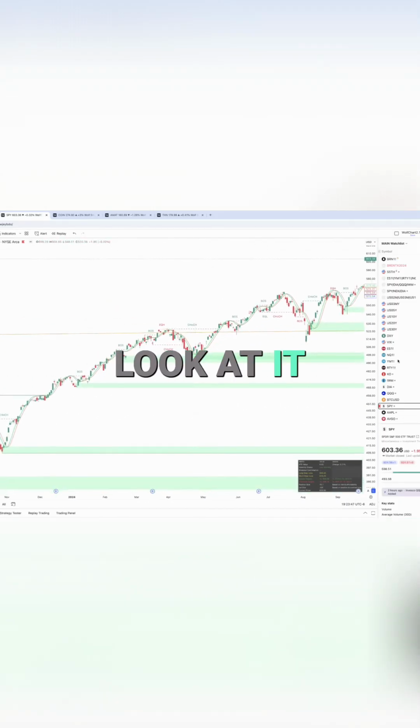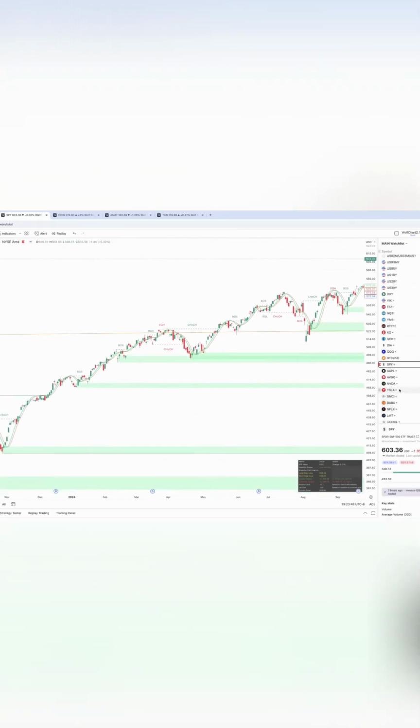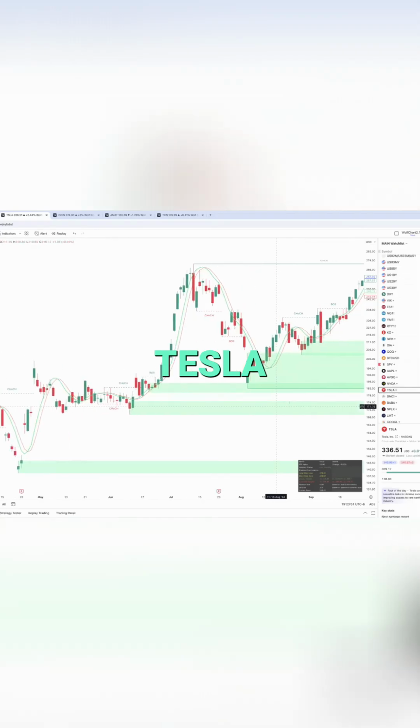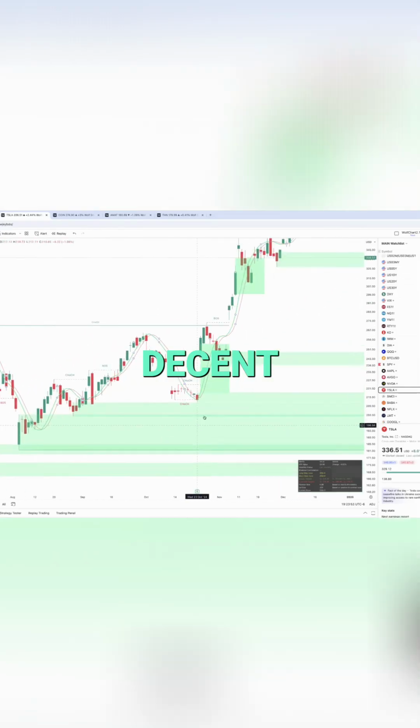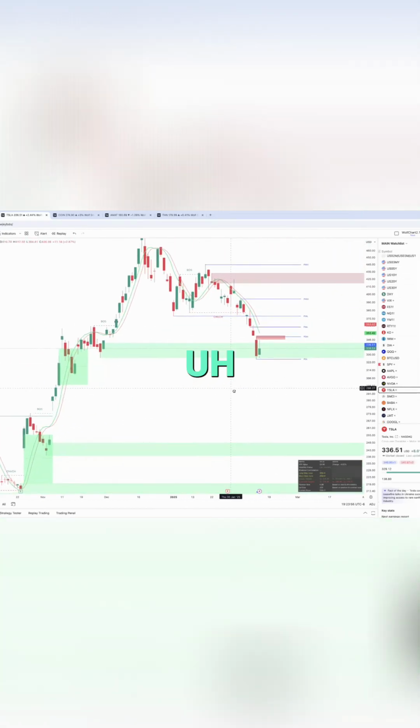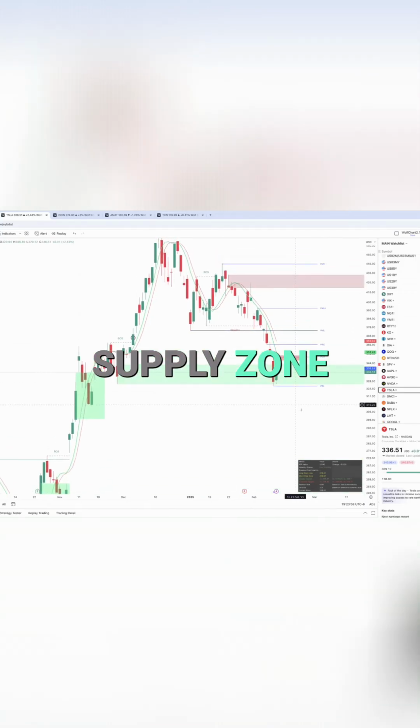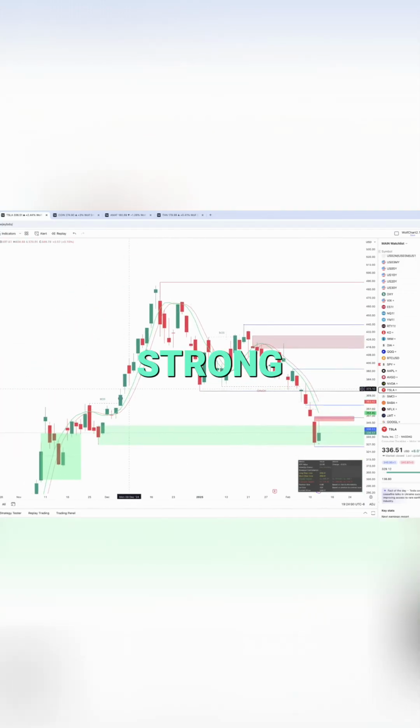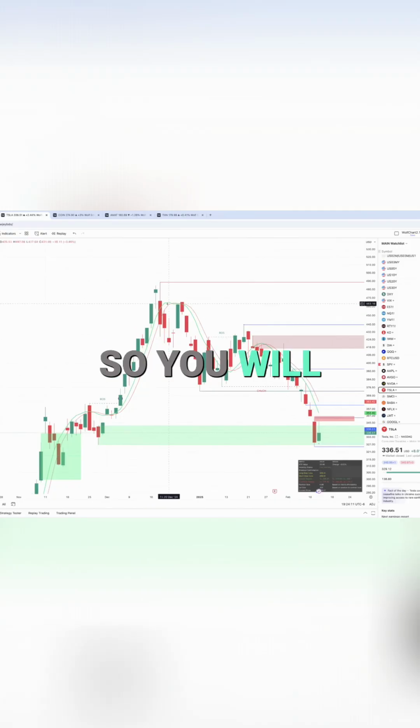And so if we look at Tesla, for example, I think I traded Tesla and we got a decent reversal on them from the supply zone. But you see how when Tesla was in this strong uptrend, once the candles open and close under this green moving average, so this green moving average is the Wolf Trend moving average. So you'll see me call it the Wolf Trend moving average, the WTMA, which stands for Wolf Trend moving average.